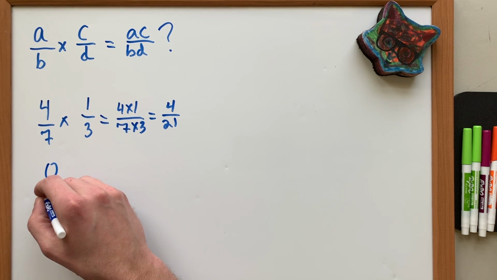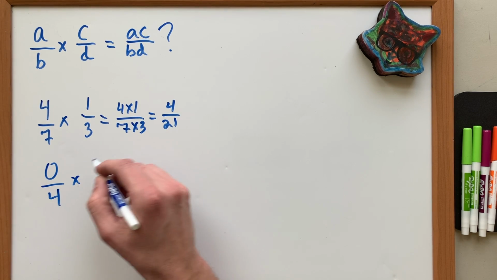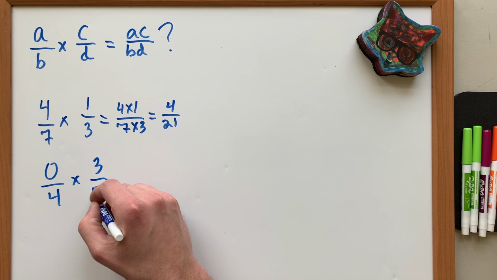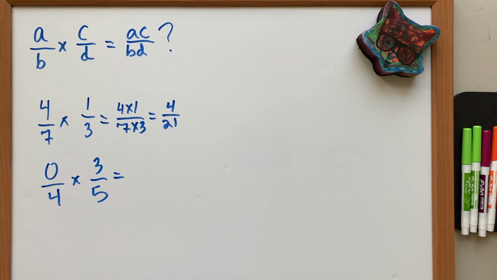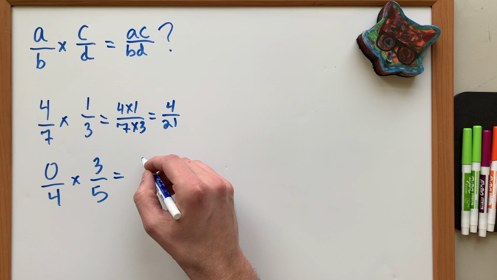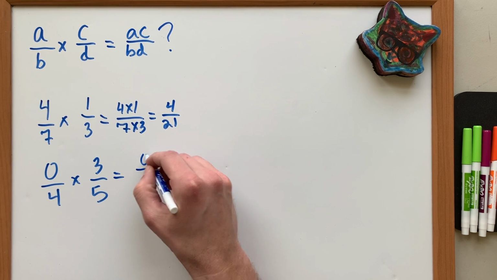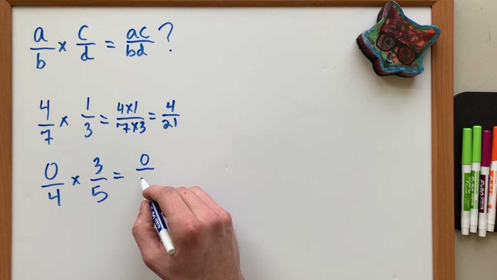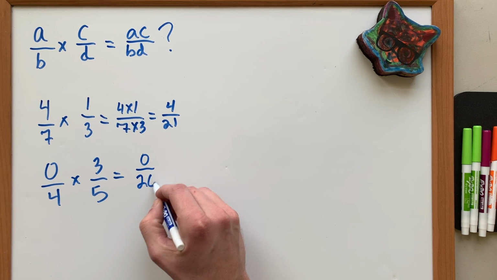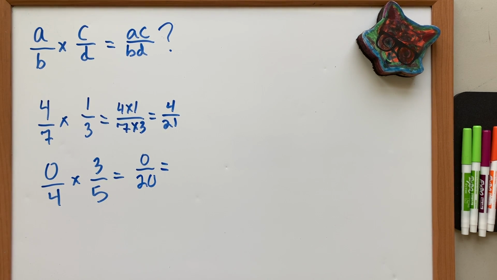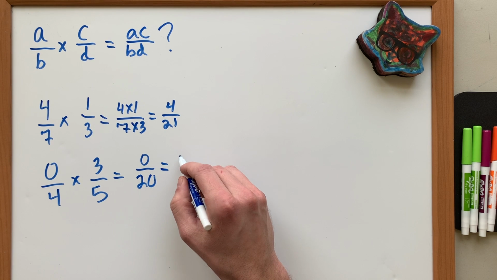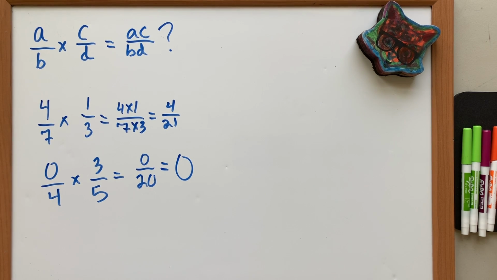Let's look at another example. What if I have 0 divided by 4 times 3 divided by 5? We multiply the top numbers. 0 times 3 is equal to 0. And on the bottom, 4 times 5 is 20. And in a fraction, anytime you have 0 in the numerator, the answer is 0.